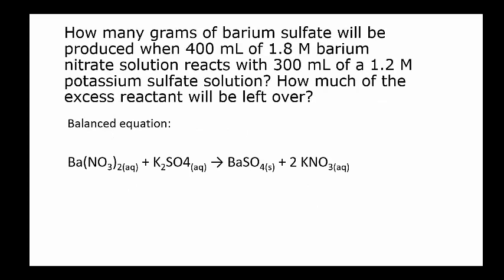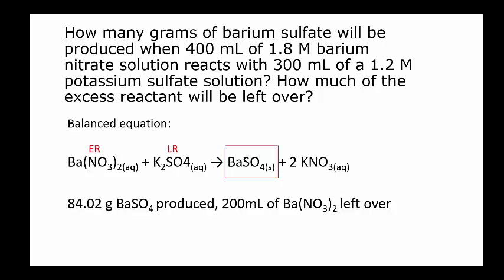Okay, so let's take a look at the problem as a whole. This is back to the original problem. How many grams of barium sulfate will be produced? Well, we figured that out, right? Barium sulfate is what we determined in the first steps. We also determined that the potassium sulfate is the limiting reactant and the barium nitrate is the excess reactant. We were able to determine that 84.02 grams of barium sulfate would be produced and that 200 milliliters of barium nitrate would be left over.